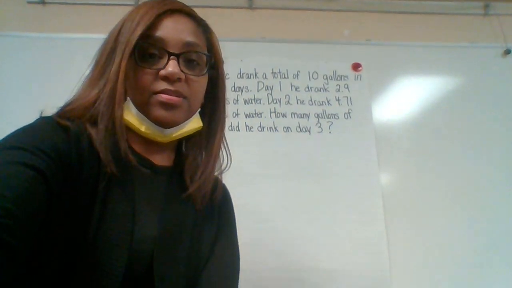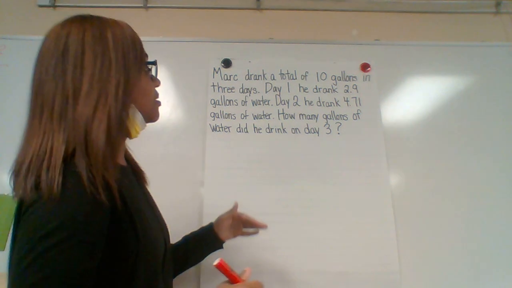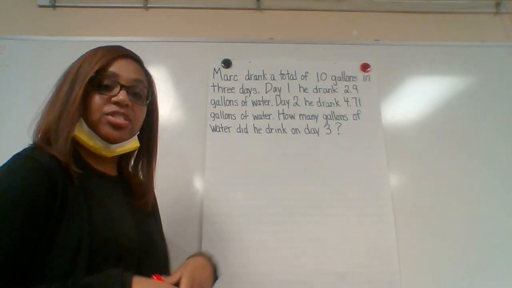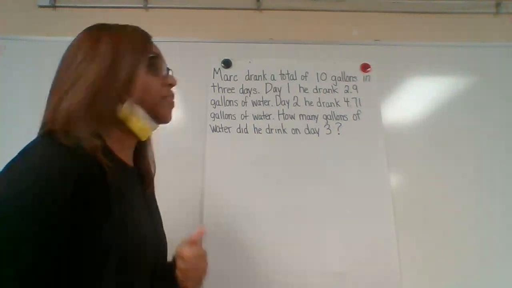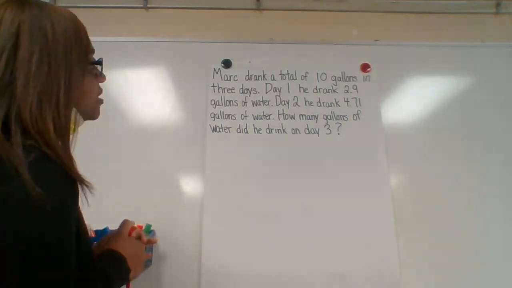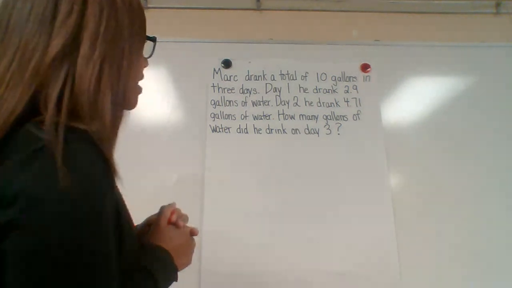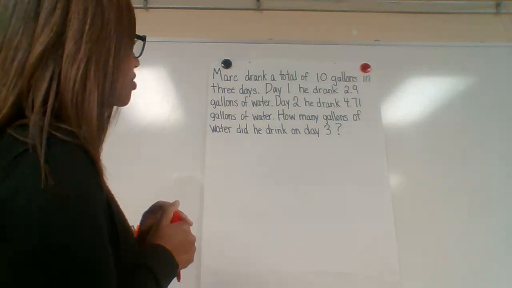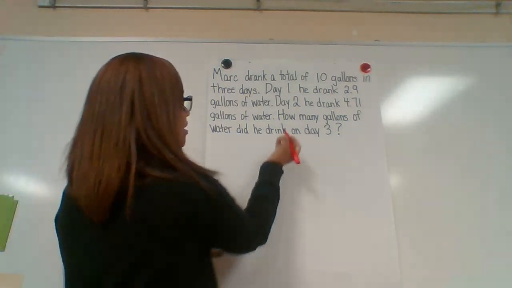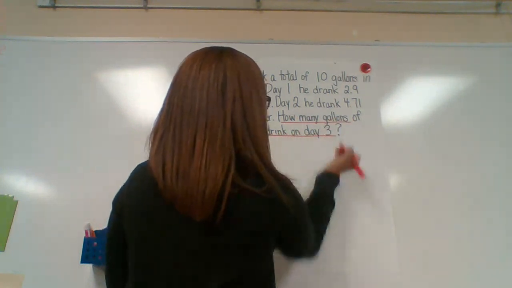Hey, boys and girls, it's Miss Porter again, and we are going to solve another problem using representations, the equation, and the strip diagram. We're going to look at a multiple step problem. So here we go. Mark drank a total of 10 gallons in 3 days. Day one, he drank 2 9/10 gallons of water. Day two, he drank 4 7/100 gallons of water. How many gallons of water did he drink on day three?